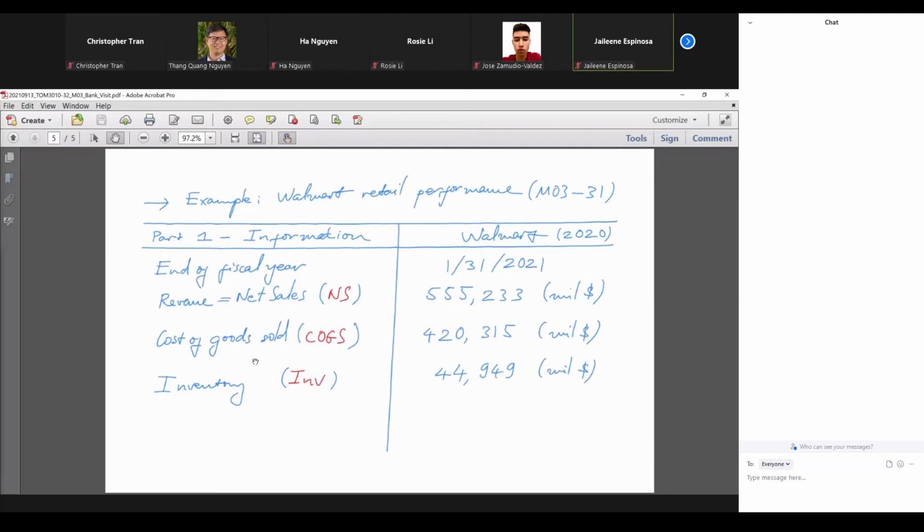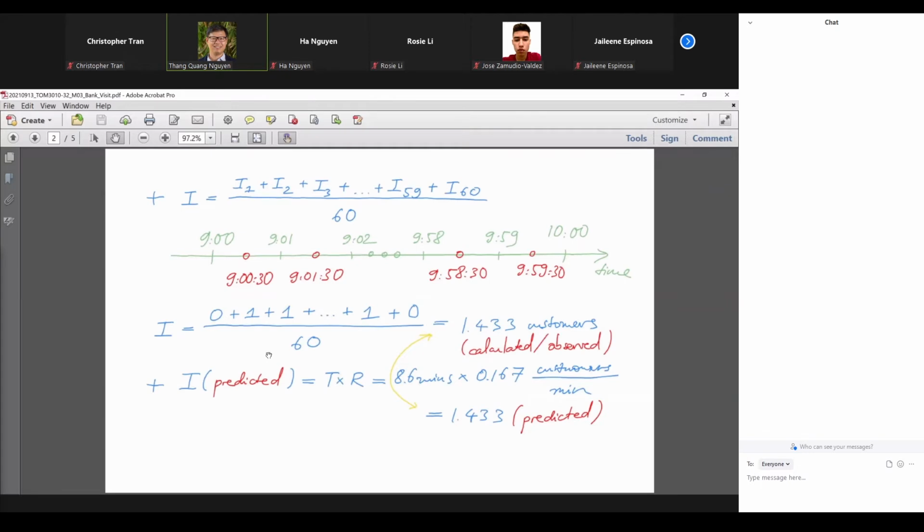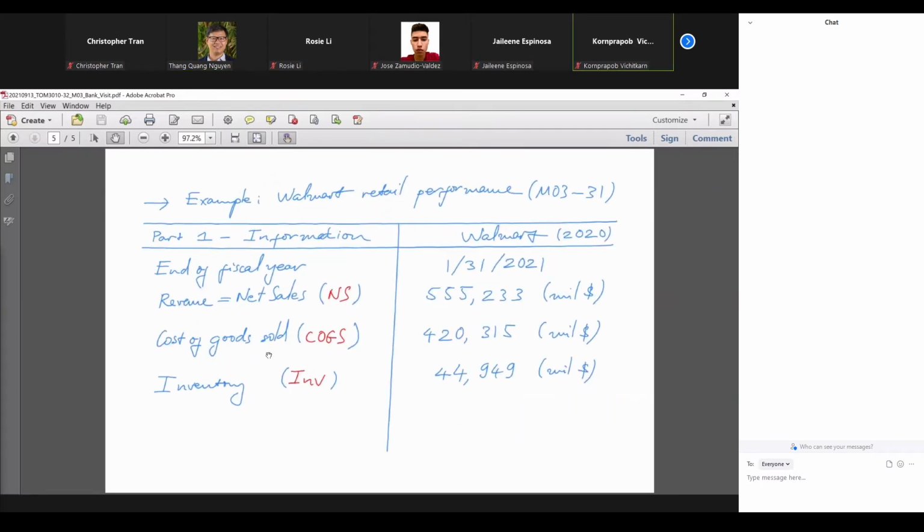Right here, we are still in module 3. We went through a series for Little's Law, and at the end, we are working on Walmart with the information that we have here. So let's review the information a little bit, and then we go back to the calculation.